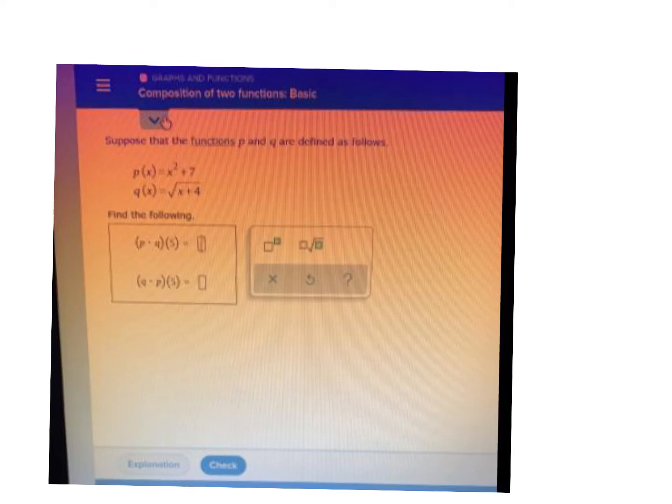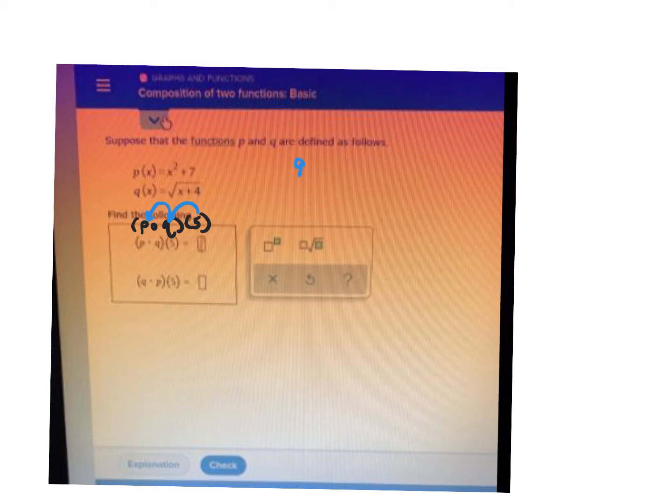All right, this topic looks at the composition of two functions where we have p and q as two functions. For this first one, I believe it says p composed with q. It's kind of hard for me to read, but I'm pretty sure it says p composed with q of 5 in this case. What that means is it's kind of a sequence. We're going to plug 5 into q, and then we're going to plug whatever we get into p.